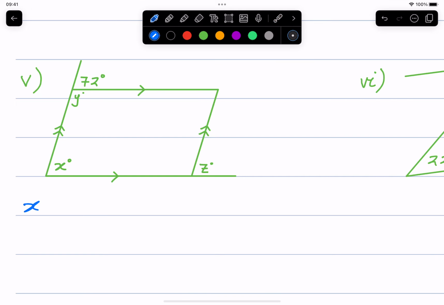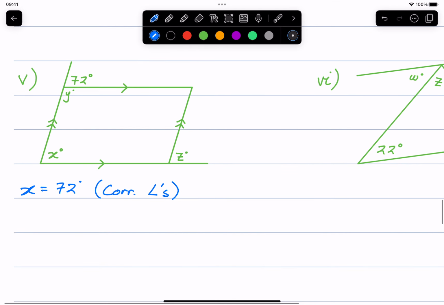So X must equal 72 degrees. And the reason for that, well, the F shape was corresponding. This is corresponding angles. So there's one.